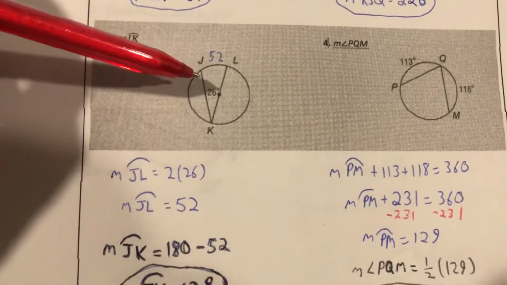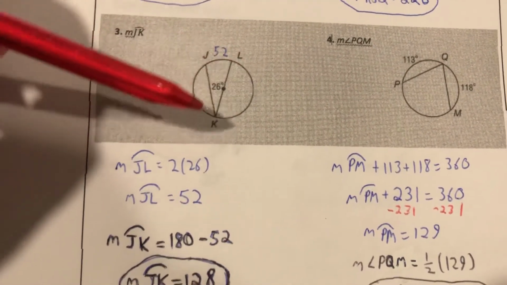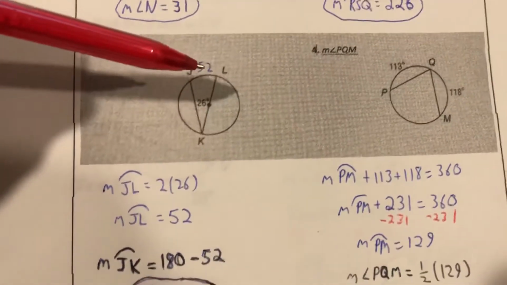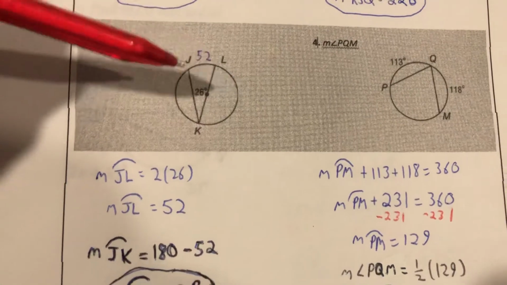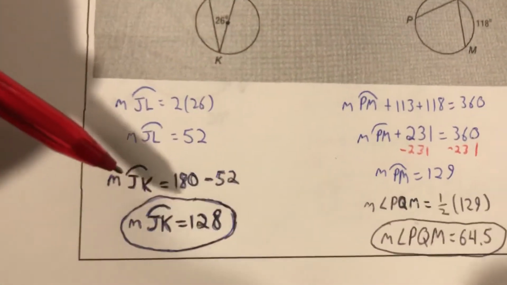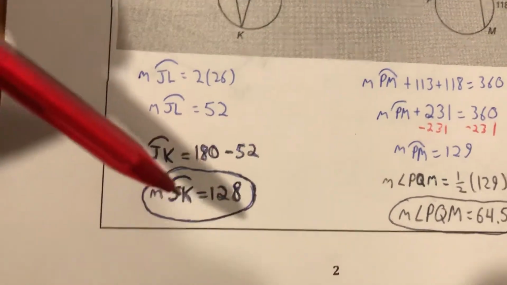And JL does have an inscribed angle. We have 26 degrees, so the measure of arc JL is going to be 2 times that 26, which is 52. And then because we have a semicircle going on here, we just have to subtract 52 from 180 to get the measure of arc JK is 128.